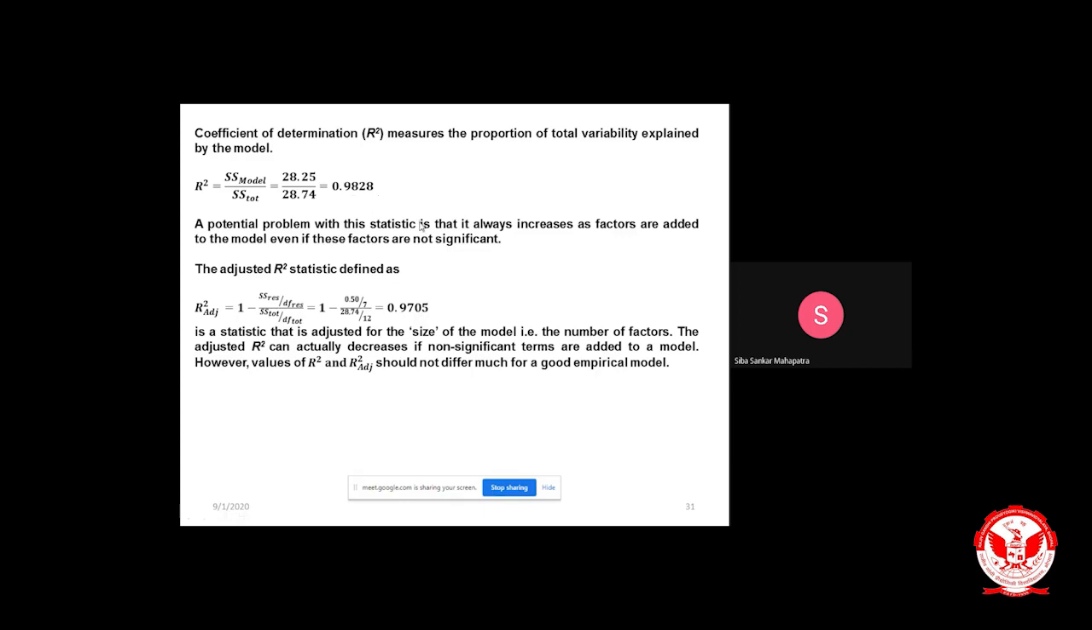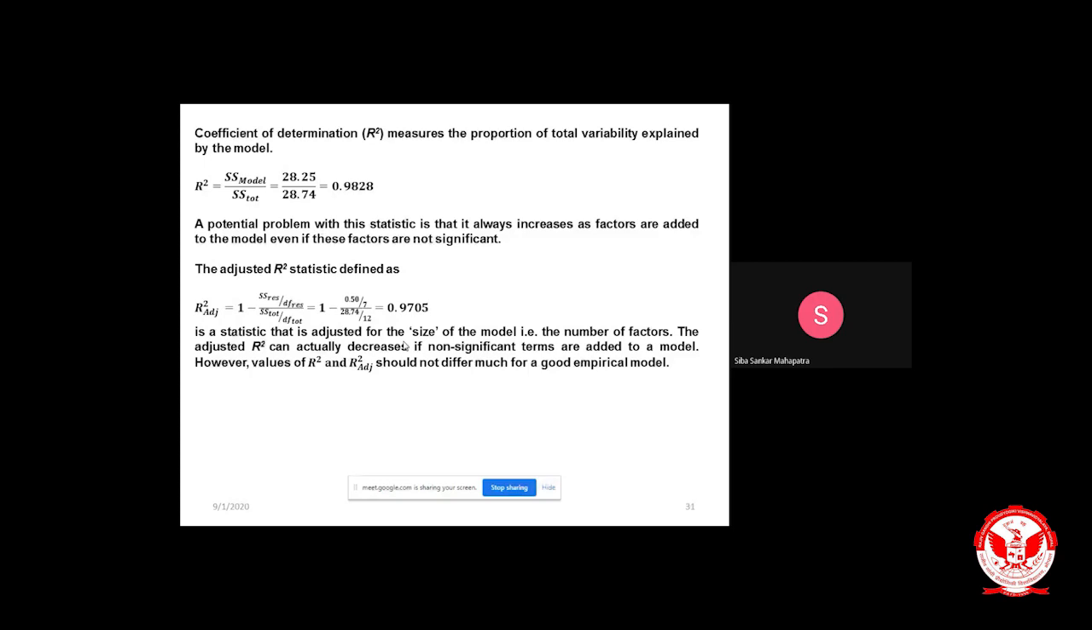Sometimes we calculate the R square adjusted, which is nothing but 1 minus sum of square for the residual divided by degree of freedom of the residual, over sum of square for the total divided by the degree of freedom of the total. We got for the R square adjusted 0.9705. So R square adjusted and R square value should be nearly or almost equal. It may not be exactly equal, but almost equal. So we got 0.98 for R square value, and for R square adjusted, we got 0.97. So it is equally good.